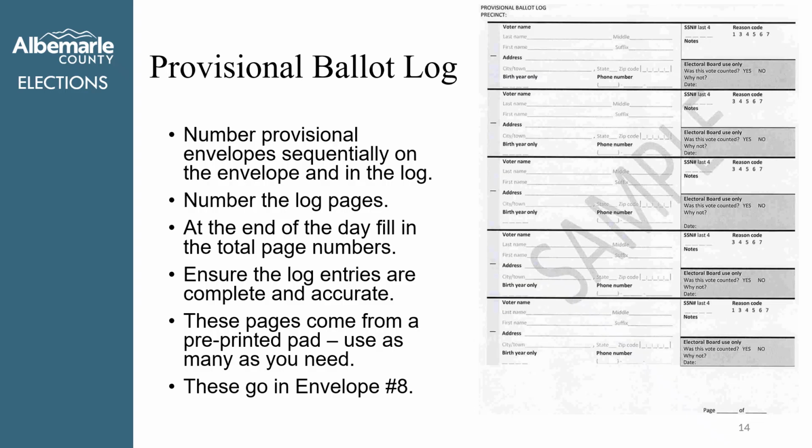These pages come from a pre-printed pad. Use as many as you need. And they all go in envelope 8 at the end of the day. They go in envelope 8 because envelope 8 is an envelope that we can open. It doesn't have to be delivered directly to the clerk of the court. And the provisional ballot log needs to be opened, duplicated, and reviewed before we can begin work the day following the election.